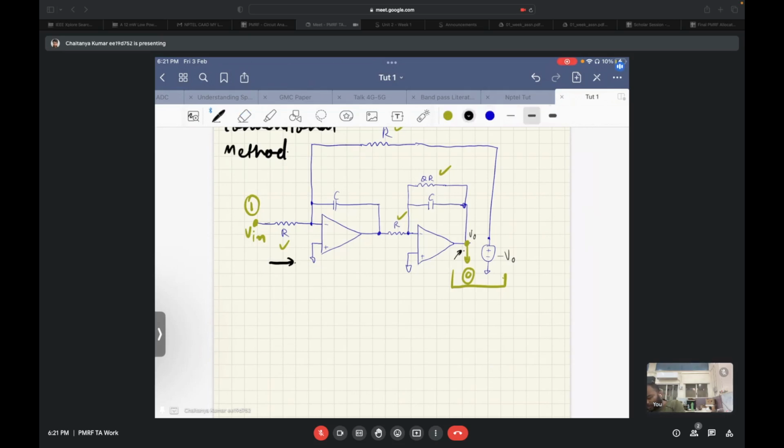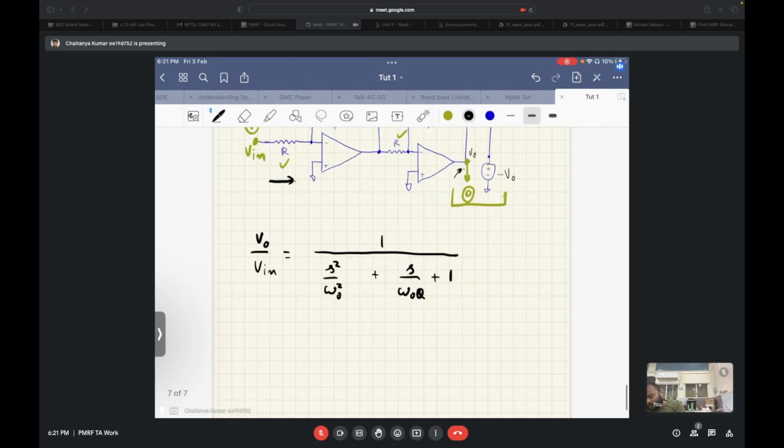So if we write the transfer function from input to output, this is what we get. V out by V in is equal to 1 upon s squared by omega naught squared plus s by omega naught cubed plus 1. Now this is a standard second order biquad.